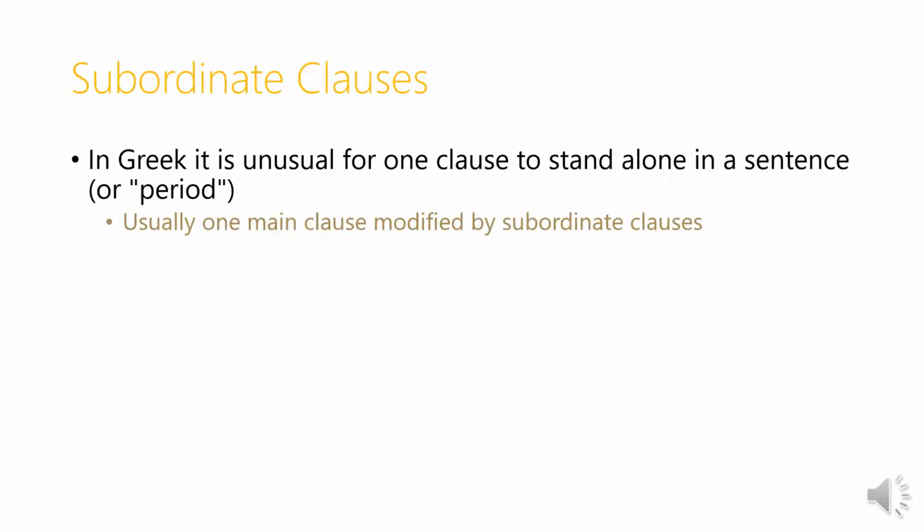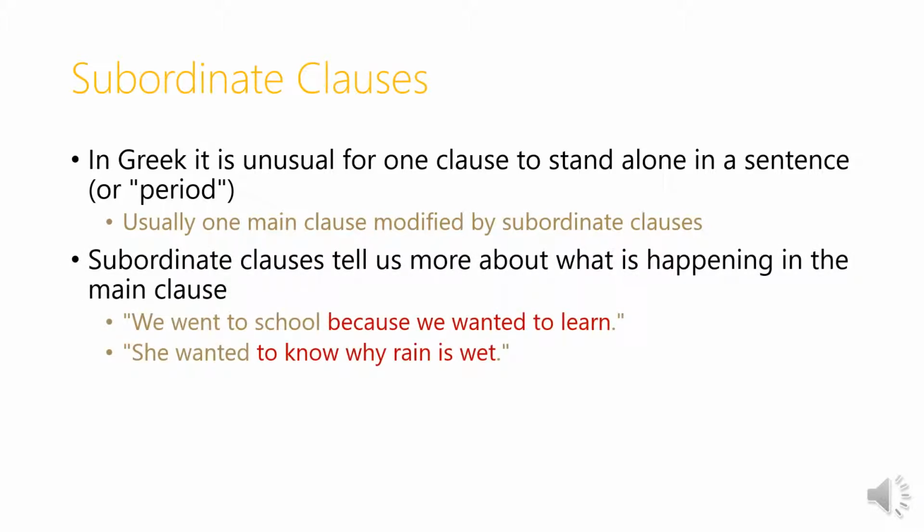They're subordinate in the sense that they're there to help the main clause, to clarify the meaning of the main clause. Subordinate clauses then tell us more about what's happening in the main clause. For example, in English, we could just say, "we went to school." That would be a complete main clause. But we could add a subordinate clause explaining the reason for our going to school. We went to school because we wanted to learn.